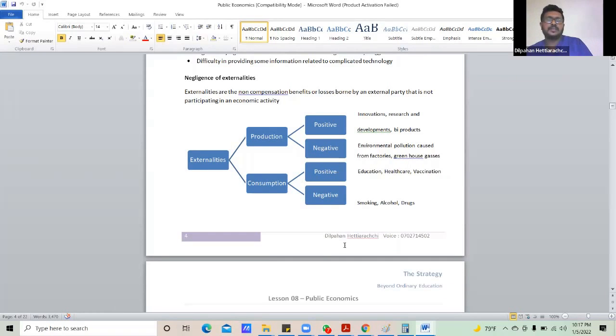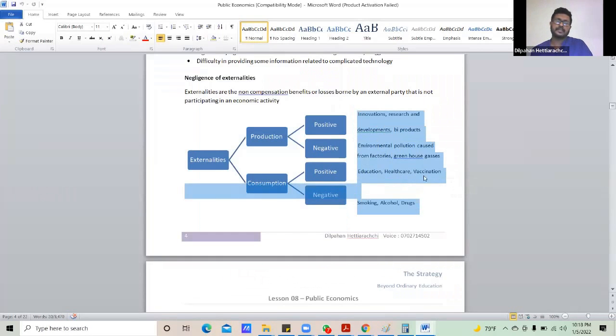So the classification of externality goes like this. Externality is divided into two: production and consumption. Production externalities, we have positive and negative. Consumption, once again, positive and negative. I have mentioned some examples also, right? So just go through this table a little bit.